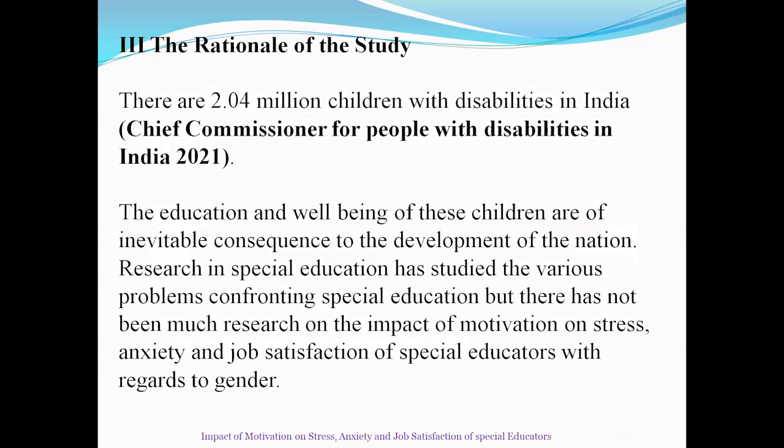The rationale of the study: there are 2.4 million children with disabilities in India, according to the Chief Commissioner for Persons with Disabilities India 2021 report. And also, as per the UN's latest report, we have around 950 million disabled people in the world. Out of that, proportionally, around 400 million are expected to be children between the ages of 0 and 18. The educational well-being of these children is of inevitable consequence to the development of the nation.